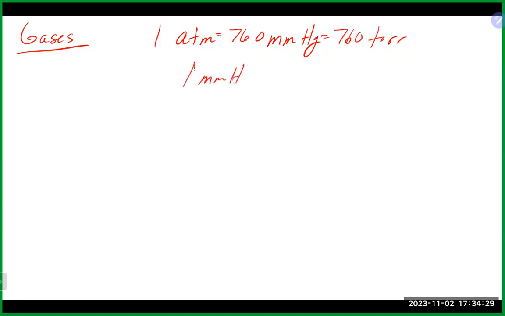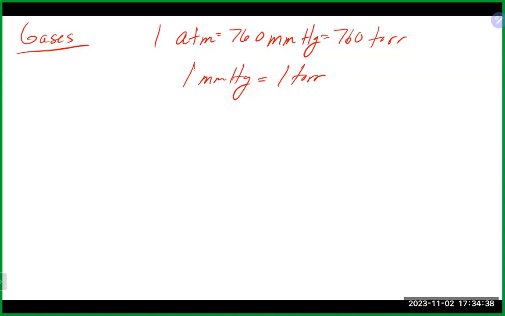that we commonly come across, and that is atmospheres, millimeters of mercury, and torr. And the relationship between those is 1 atmosphere is 760 millimeters of mercury, and that is 760 torr. 1 millimeter of mercury is equal to 1 torr, so it is basically a 1-to-1 conversion between them.